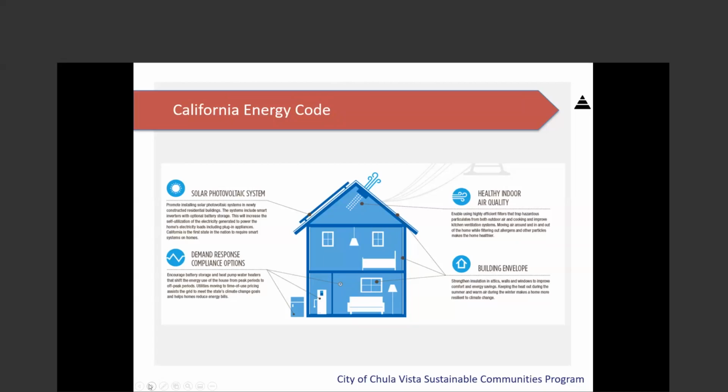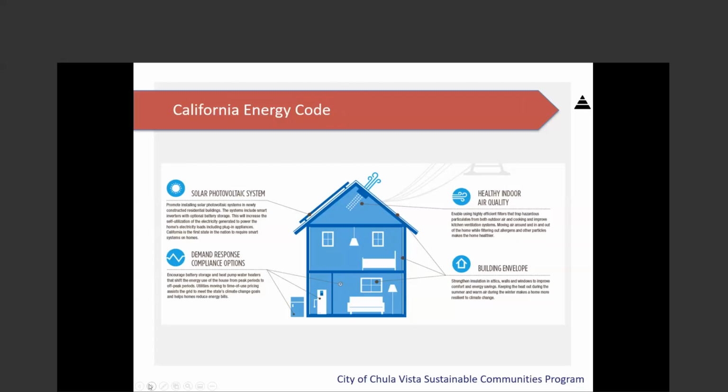I guess maybe what's interesting to note is the California Energy Code is written by the California Energy Commission, where the other aspects of the code of Title 24 are actually written by the California Building Standards Commission. And these two entities are expected to work closely together on developing the content.